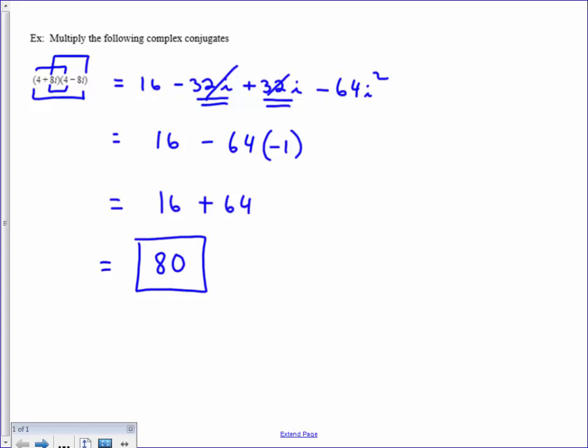Notice that the answer only has a real part. In other words, the imaginary part is 0, it's gone away, and we're only left with a real number value. This will always be the case when you're multiplying complex conjugates.